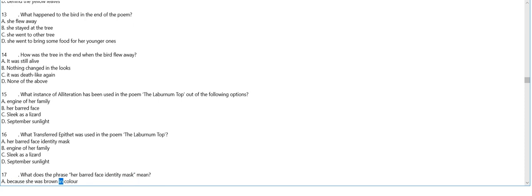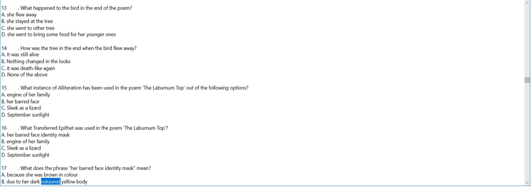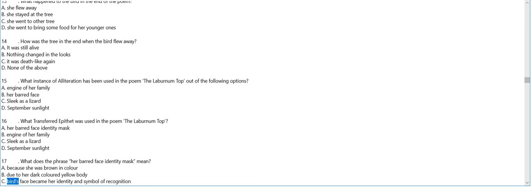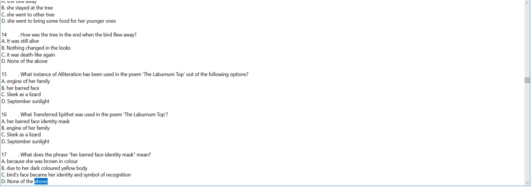17. What does the phrase, her barred face identity mask, mean? A. Because she was brown in color. B. Due to her dark-colored yellow body. C. Bird's face became her identity and symbol of recognition. D. None of the above.